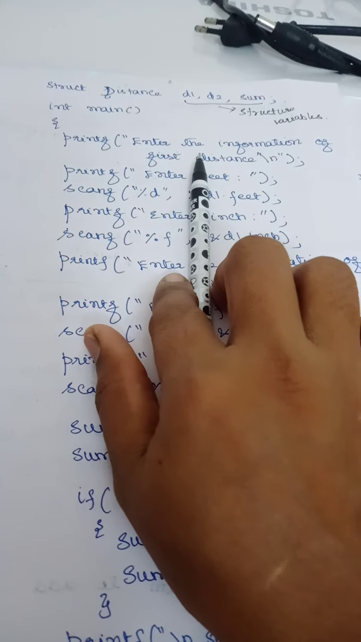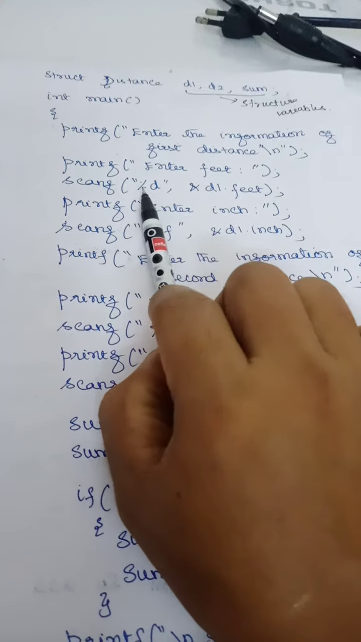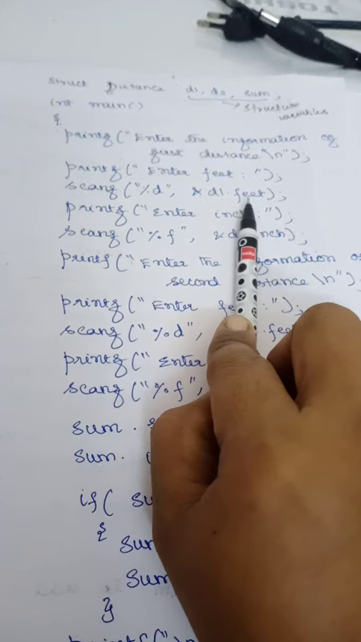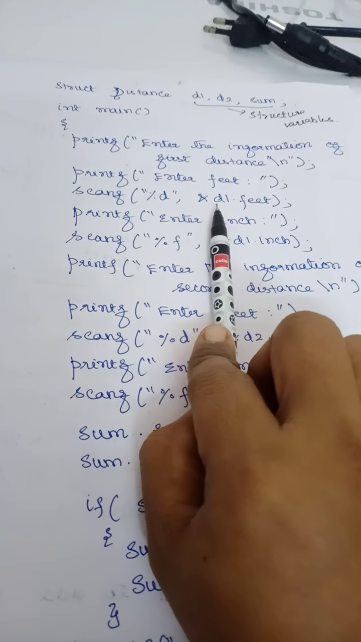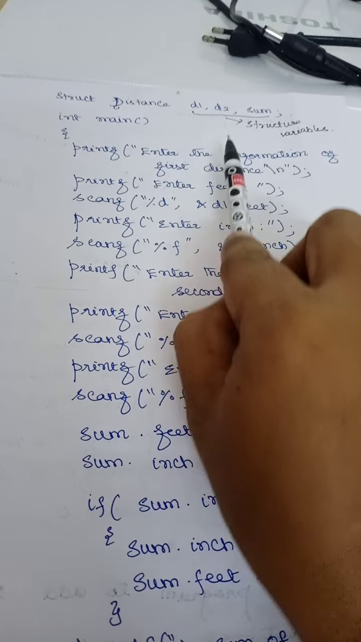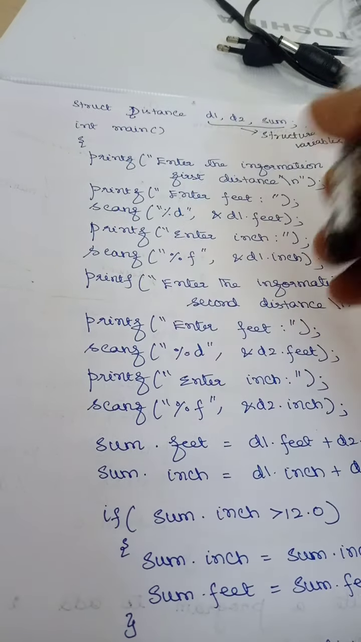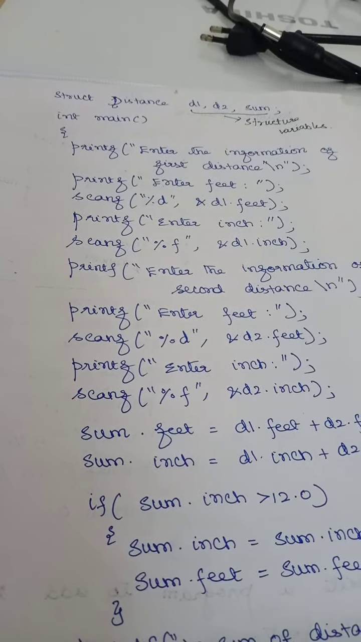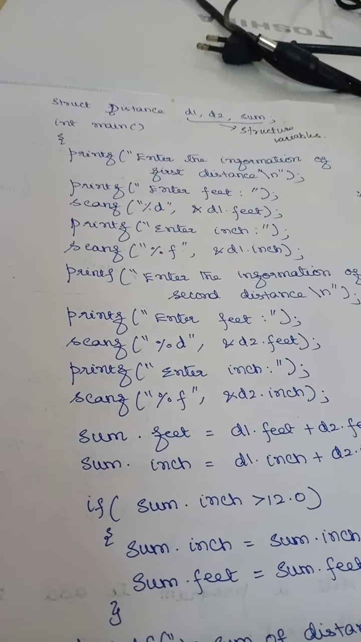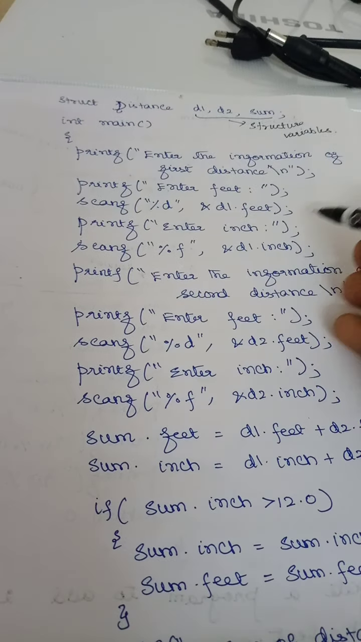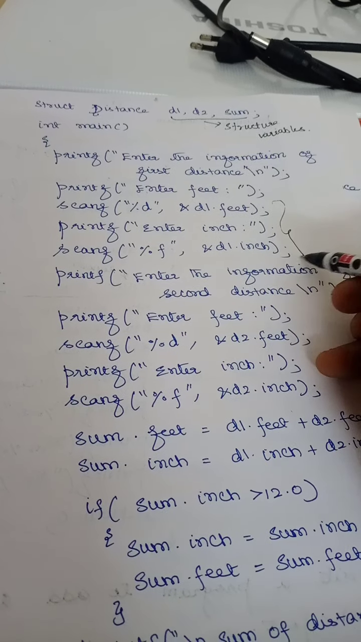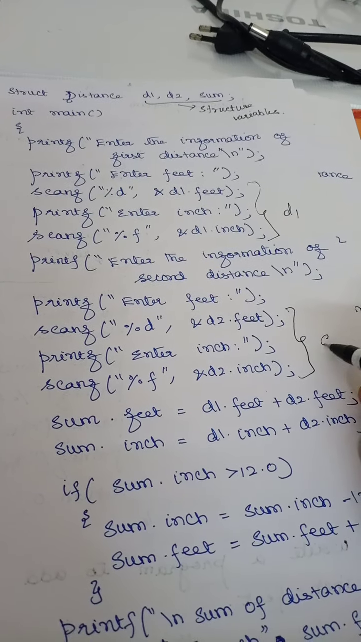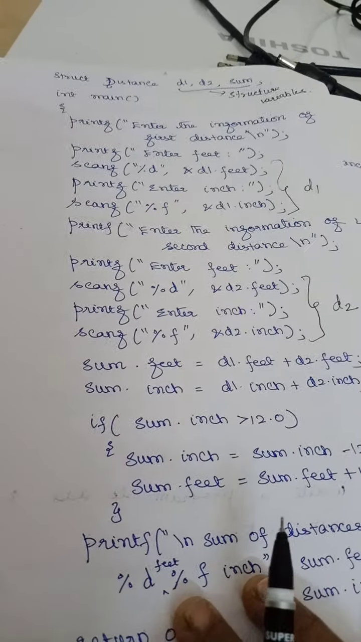Now printf, enter the information of first distance. Right, so I am going to read my first distance. So %d, right? So ampersand d1 dot feet. I am reading the feet value for d1. Already I told you d1 will have feet and inch, d2 will have feet and inch, and sum again I am going to have feet and inch, right? So these two values I am going to read for d1. Similarly, these two values I am going to read for d2, right?